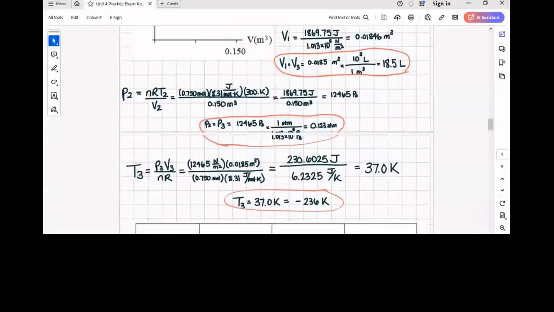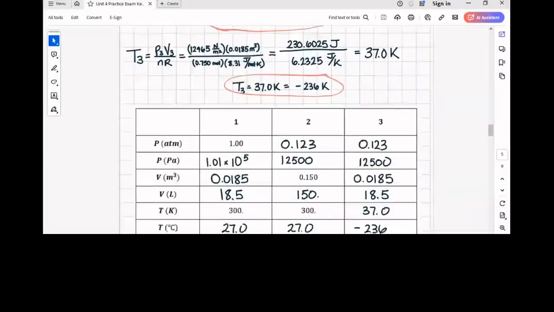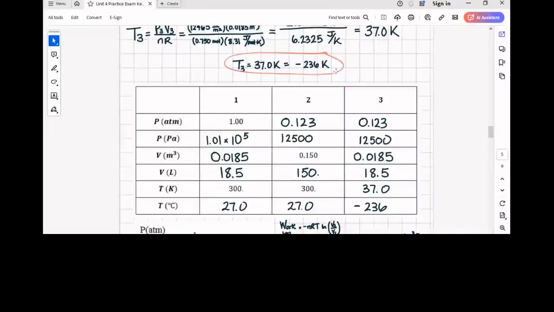The last thing that we would need to fill out in our table is the temperature at state 3 in Celsius. So here is where I did mess up. This should be degrees Celsius instead of K for Kelvin. But now I've got everything filled in. The volumes in 2 different units, the temperatures in 2 different units, and then the pressures in 2 different units. And I also applied sig figs here so that all of this is represented to 3 sig figs.